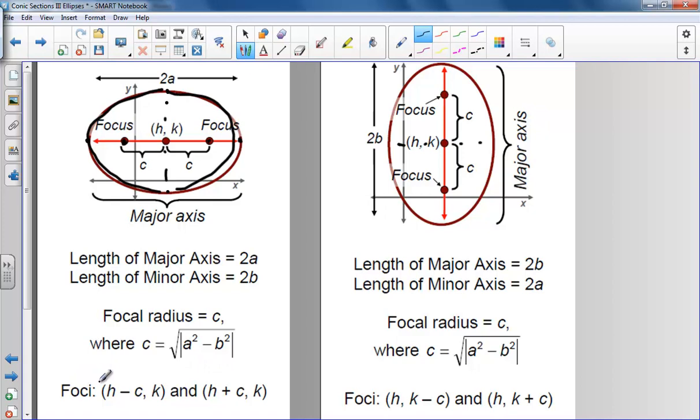And so C equals the square root of the absolute value, because this is distance, it has to be positive, of A squared minus B squared. And then we use that C value to find the focus points. The C formula doesn't change when it changes from a horizontal to a vertical ellipse, but the formula for finding your focus points does change. So we're going to practice.